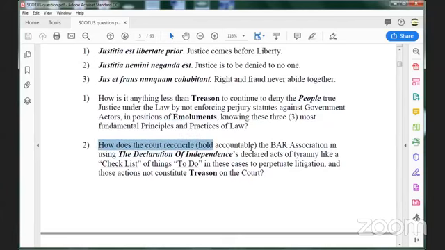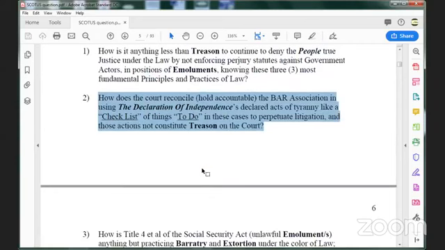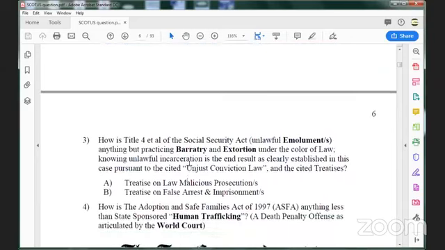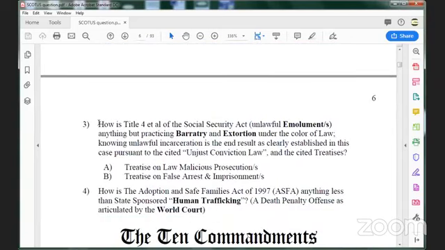How does the court reconcile or hold accountable the Bar Association in using the Declaration of Independence's declared acts of tyranny like a checklist of things to do in these cases to perpetuate litigation, and those actions not constitute treason on the court? Treason on the court is victimizing Lady Justice. This is also clearly documented, pointed out further in the document, and I'm not going to take you all the way through that. It is posted under SCOTUS question if you guys want to read it. It's in the former Amber and Stephen, which is now called E-Clause, Facebook group.